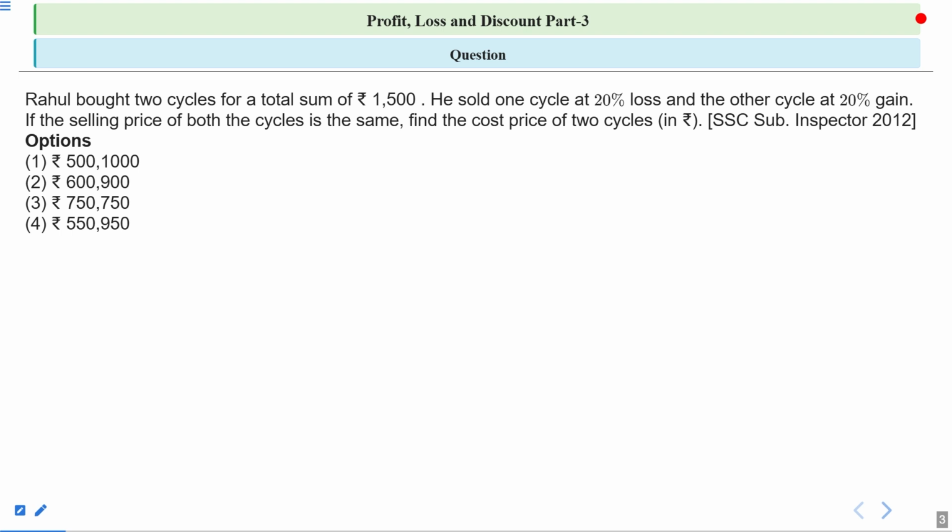So there are four options. First one is 500 and 1000. Second is 600 and 900. Third one is 750 and 750. And fourth one is 550 and 950. Now you have 10 seconds to analyze the question. Your time starts now.